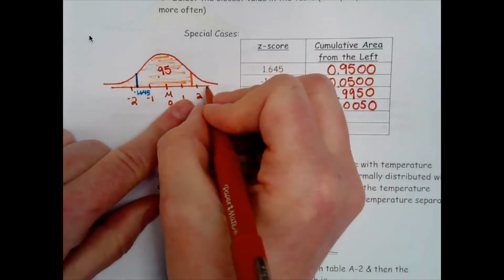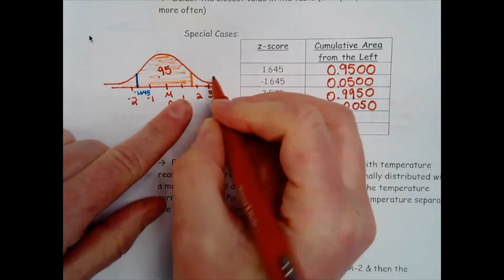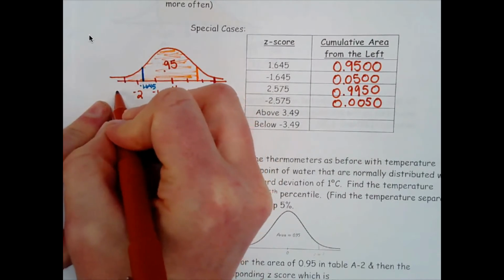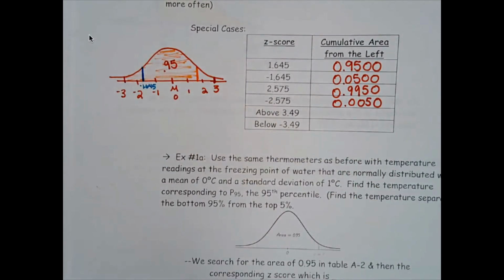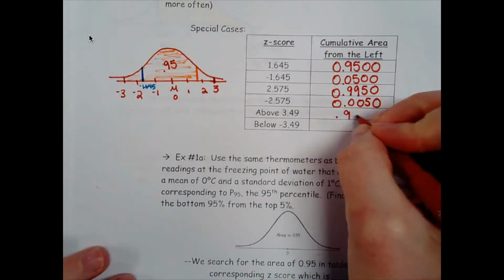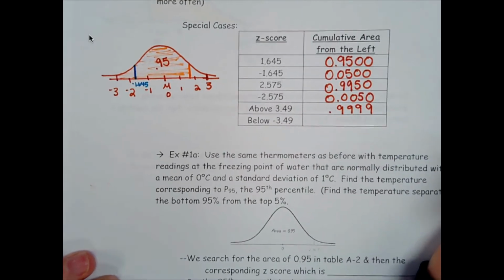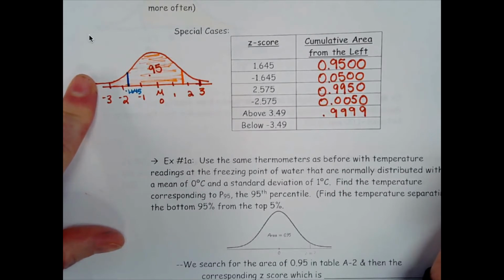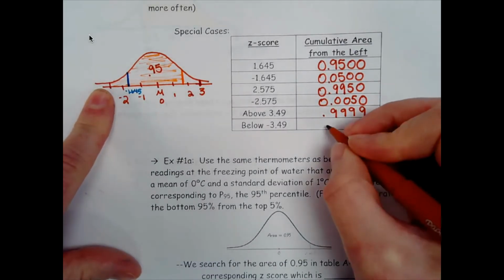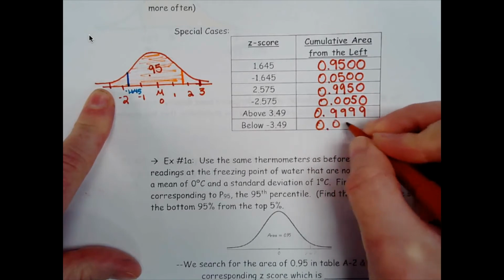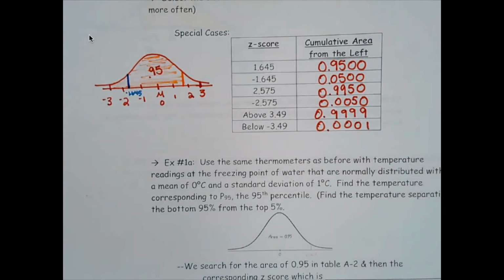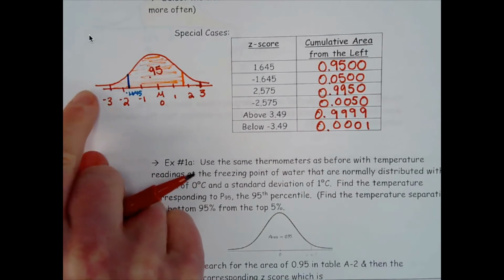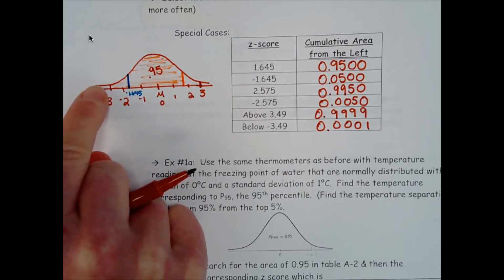And then anything above 3.49, so think about how small that area is, or below negative 3.5, is 0.9999 for above, because that's almost the whole curve there. Anything below is 0.0001. Super small, because it's from this point on. Actually it's 3.5, so it's like here. It's a very, very tiny sliver of that curve.